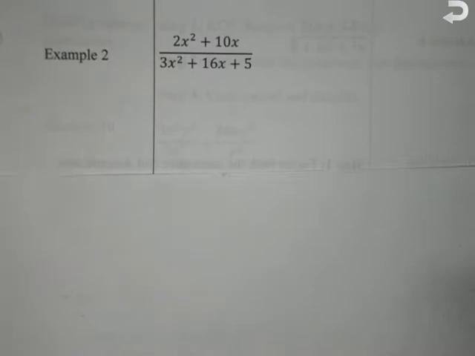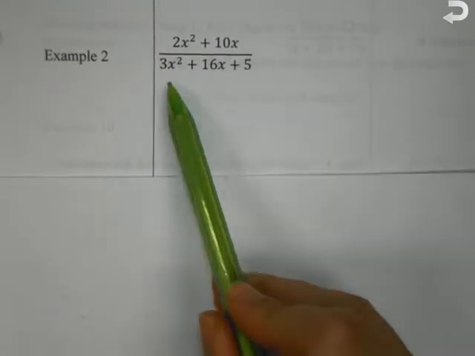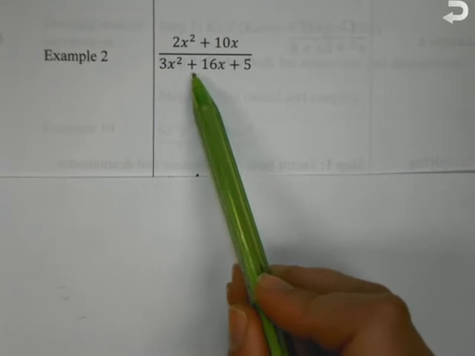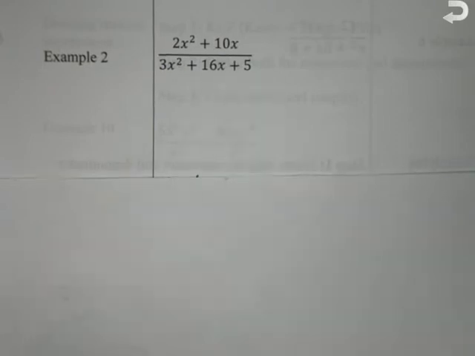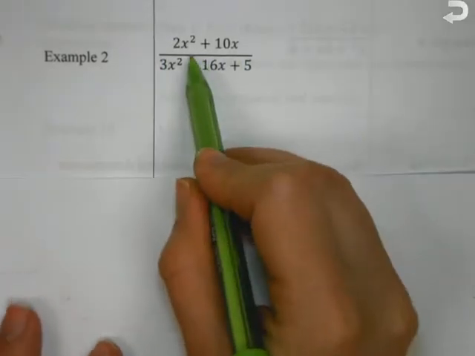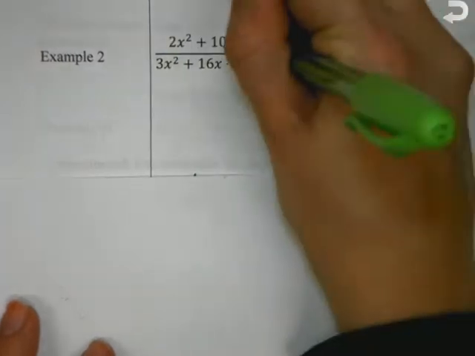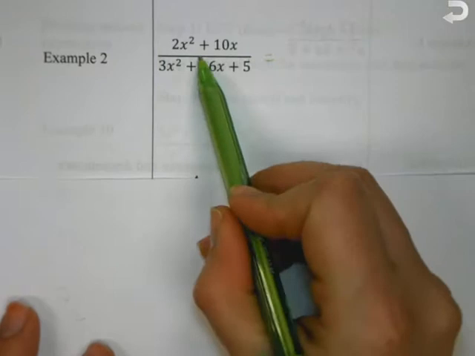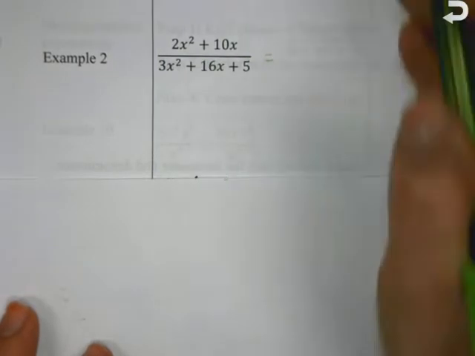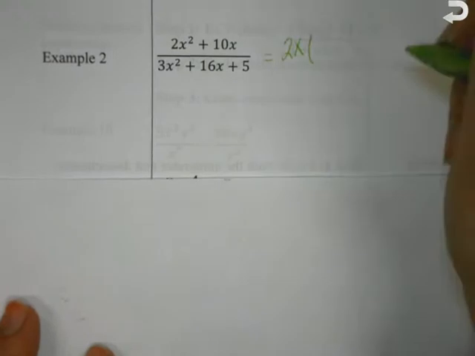Example 2, 2x squared plus 10x all over 3x squared plus 16x plus 5. Okay, numerator, we want to factor that. This is not a diamond method, but it does have a what? A GCF. What's the GCF in here? 2x. Good. So factor out a 2x. That's going to leave me with x plus 5 all over.